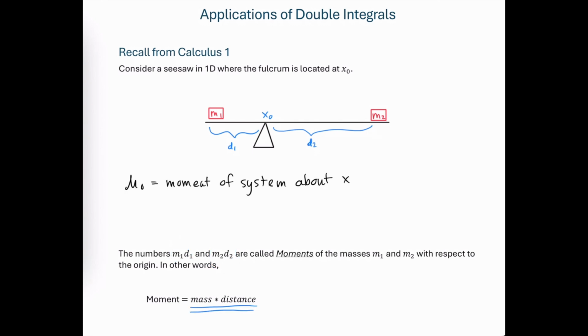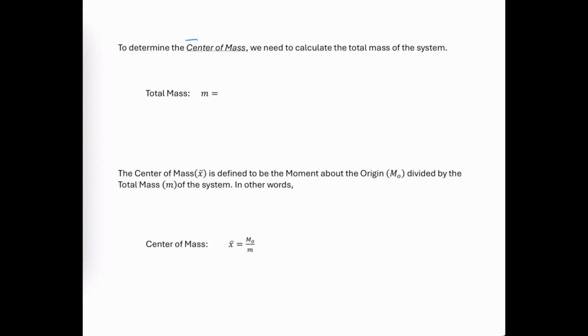Let's let m sub o be the moment of this system about the fulcrum point. To get the moment about the fulcrum, we would simply add together the individual moments, basically to get the tendency to rotate about that fulcrum point. In order to determine the center of mass, we need to get the total mass of the system, and in our scenario, we would get that by just adding up the sum of the two masses.